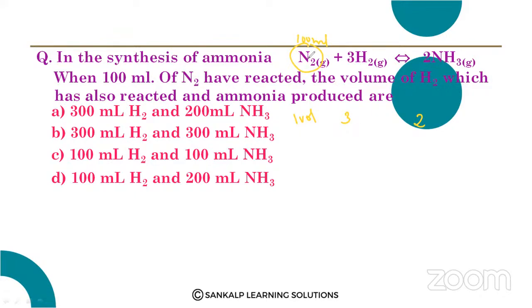So 3 into 100, and this is 2 into 100. How much will it be? 300 ml of H2 reacted, and ammonia produced is 200 ml. So just see which is the correct one. 300 ml of H2 and 200 ml of NH3. So this is the correct answer. Based upon stoichiometric coefficients, you have to find the answer. This is the way you are going to solve it.